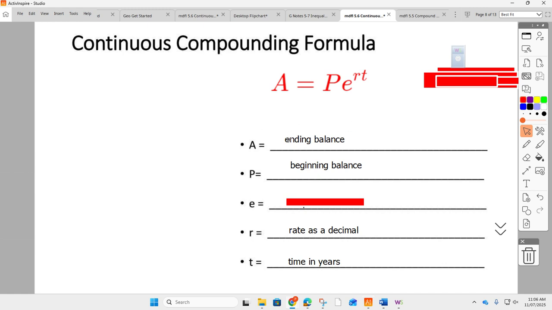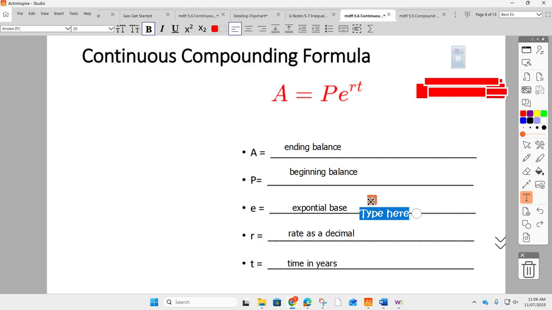This is our exponential base. This is not a variable. Let's make a note. This is a button on the calculator. You're not going to be plugging in a number for it. So don't try to find the E in a word problem and plug in for it. It's literally a button on the calculator, okay? So far, so good? So the ending balance is equal to the beginning balance times the exponential base raised to the rate times the time. That's what that says.